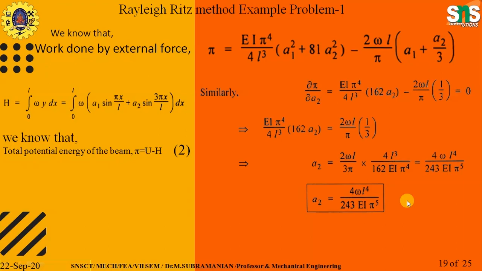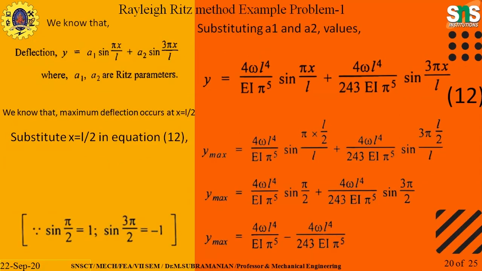The next step is to substitute these values of a1 and a2 in the earlier equation, the trial function: y equal to a1 sin pi x divided by L plus a2 sin 3 pi x divided by L. Substitute these a1 and a2 parameters. Then we have to determine the maximum deflection, which occurs at x equal to L by 2. The entire span length is L, so mid span is L by 2.